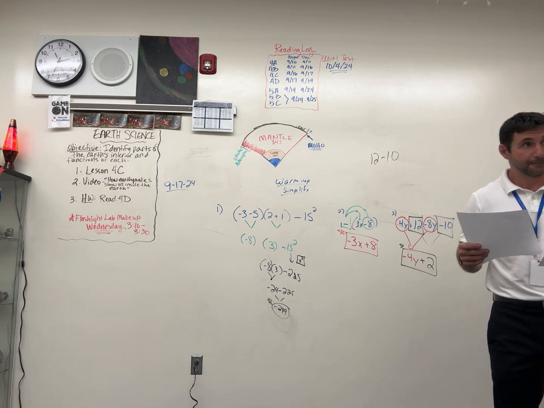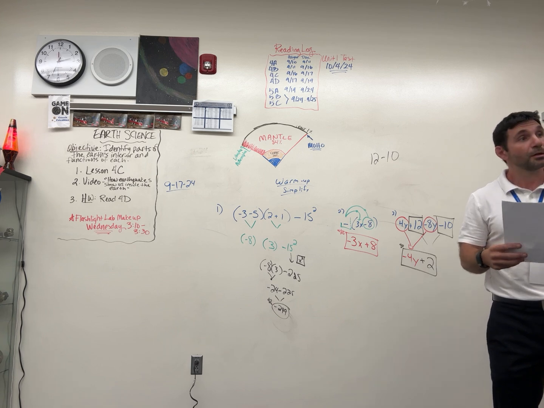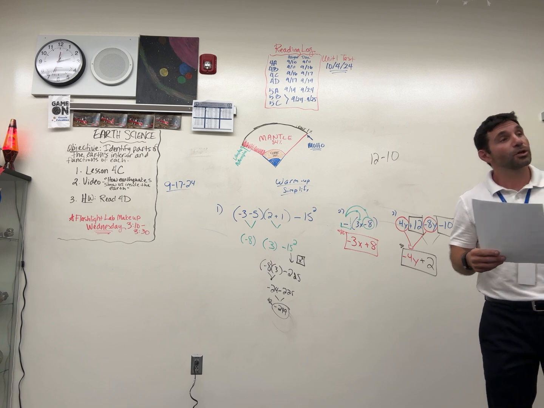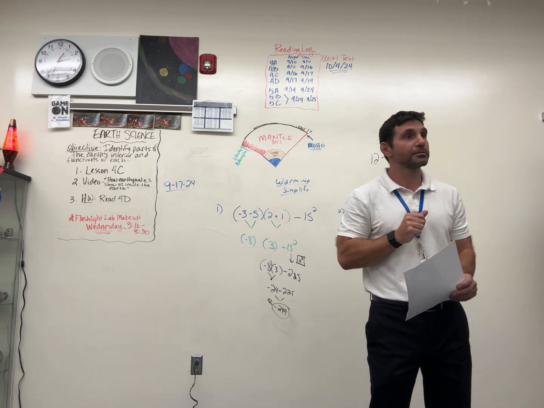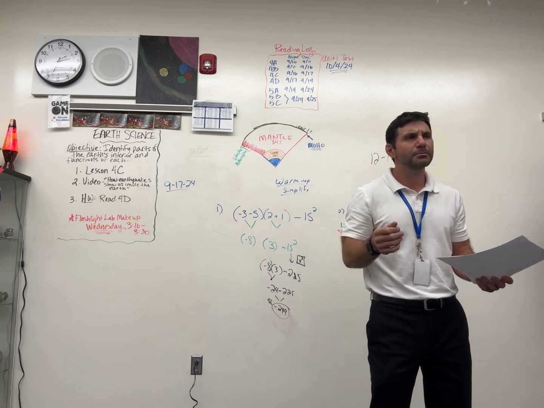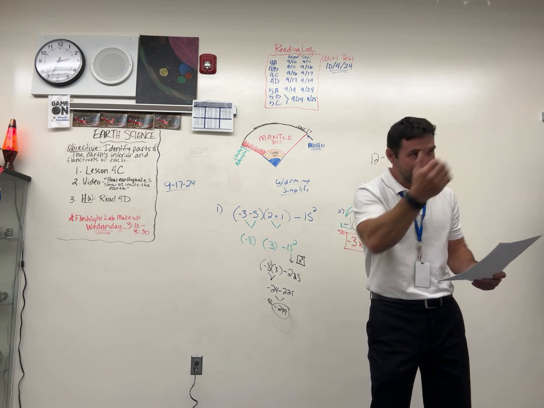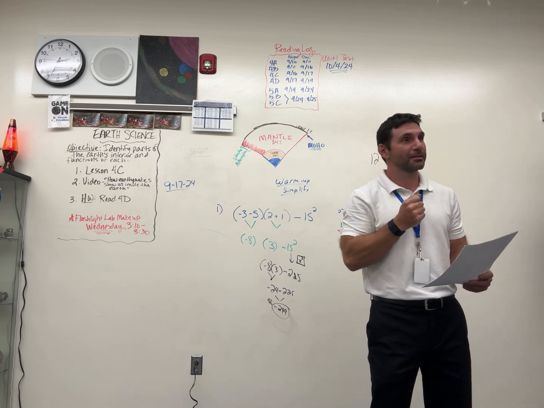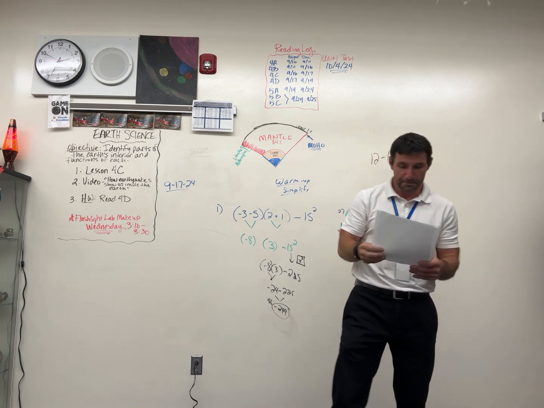Yes, ma'am. On number 13, I got it right, but I put like negative 0. If you have $10 and I take away 0, how much do you have? Yeah, I have nothing. If you have $10 and I take away nothing, you still have 10. So you don't need that negative 0. Does that make sense? Okay.